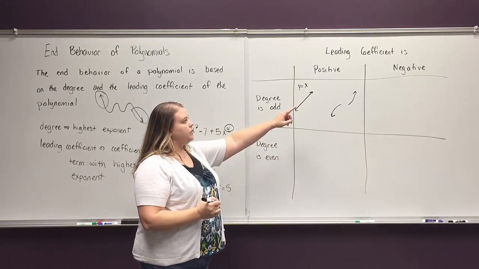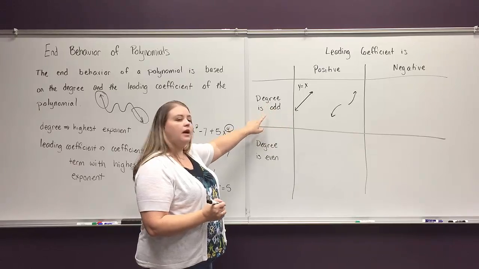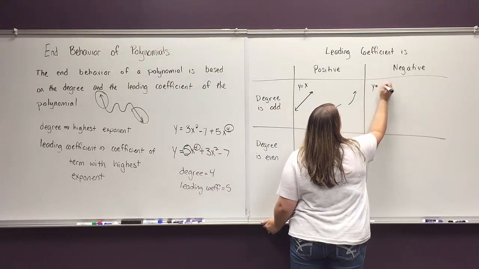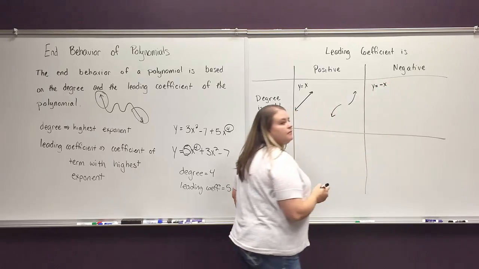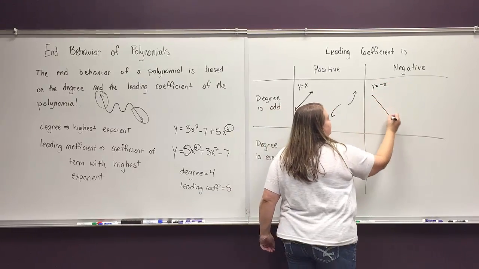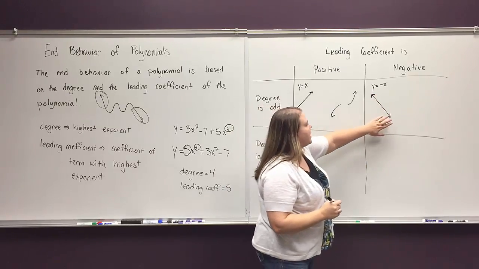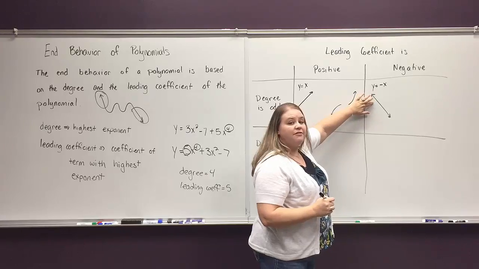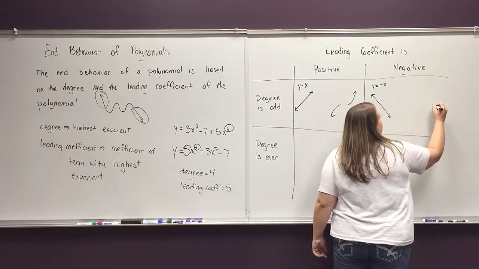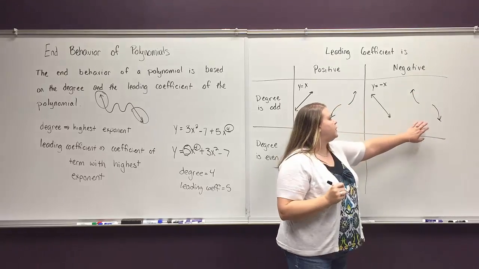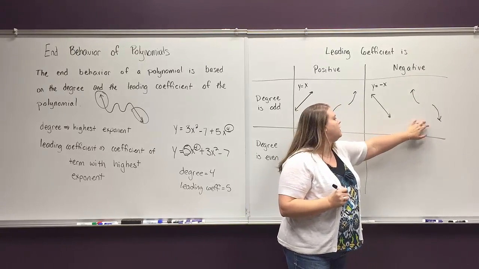Our most basic example of a leading coefficient that's negative and a degree that's odd would be y equals negative x. In this case, the graph looks something like this. And we notice in this case that my right end falls, my left end rises. So my right end would have an arrow going down, my left end would have an arrow going up, and this would model the end behavior for this equation.